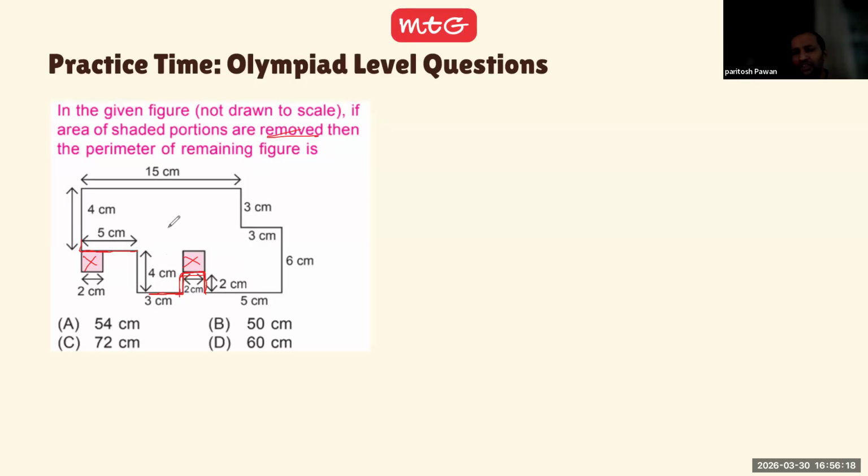So now the simple thing we have to add: 15 plus 3 plus 3 plus 6 plus 5. This is a 2, this also is 2 and this also is 2, because we need not take this. Then this length is 3, this one is 4, this one is 5 and this one is 4. So if we add all these values, we'll get 54.